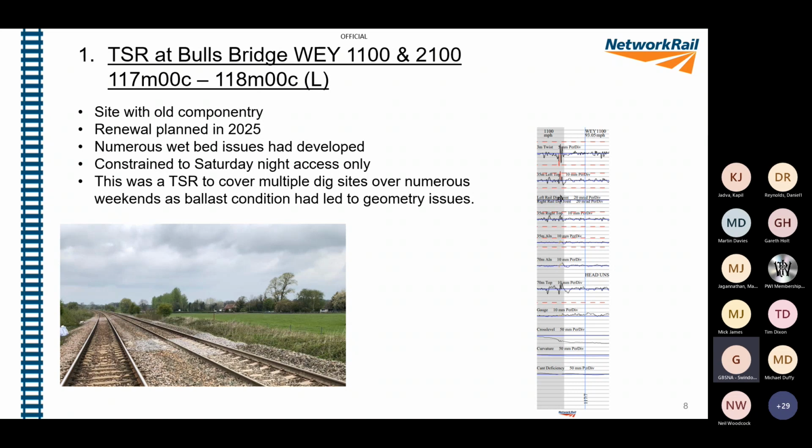Yeah, and we actually went in to dig those wet beds over, I think, 6 weekends, and then we tamped it the weekend after that. So it was quite a punitive TSR, but some of the geometry problems, which you can see on the right-hand side here, were quite bad. So where this black line turns red on the top couple of graphics, that's where there are faults, so level 2 faults. So yeah, that's the first one.